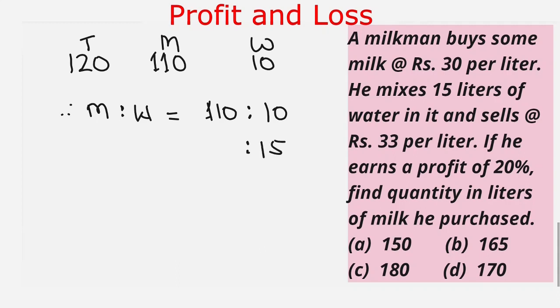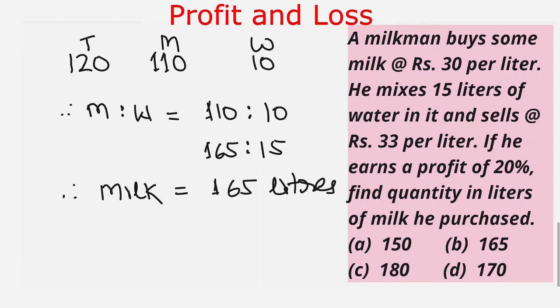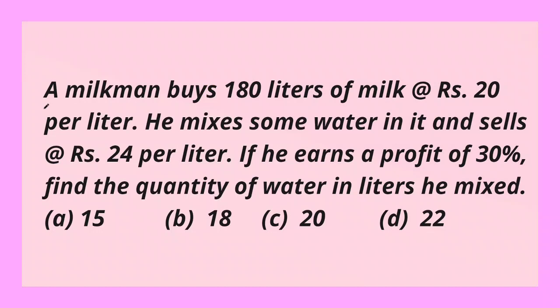And 1.5 multiplied by 110 becomes 165. Therefore, milk equals 165 liters. This is the shortcut or easy method of solving this question. And from the given options, our answer is option B. I hope you have understood the shortcut method of solving this question. We go to the next question.